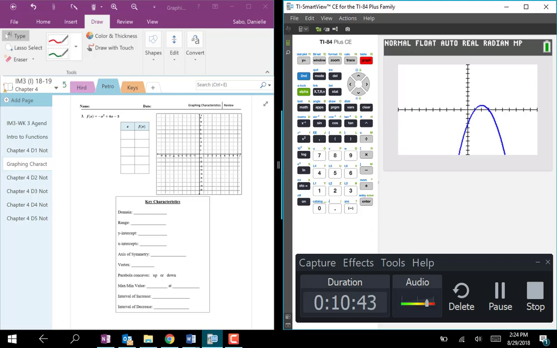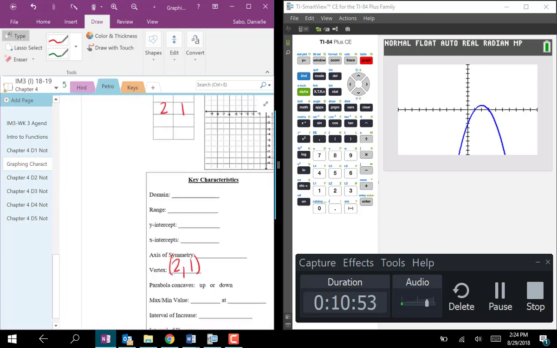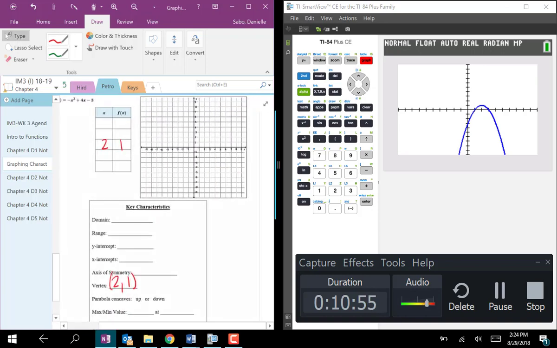2 comma 1. So 2 comma 1 is my vertex. I'm going to write that in just so we know. And I'm going to put it right in the middle. Can you see? Is that really small? No. There you go. Barely. Well, now that I have this down, I'll come back in a second.